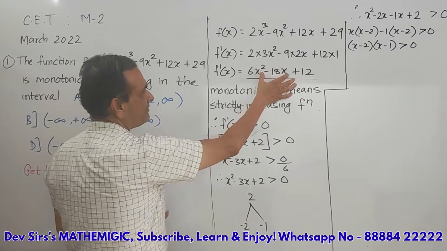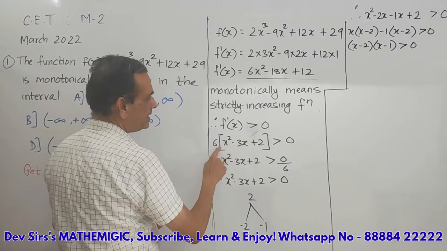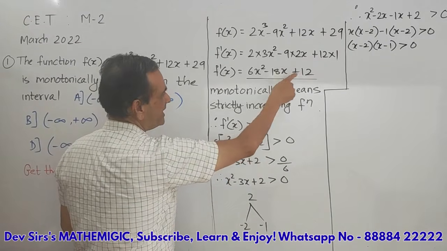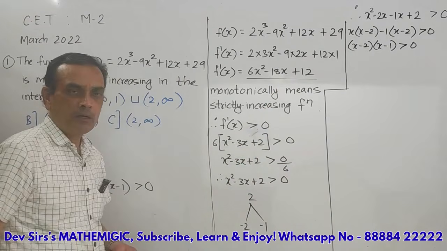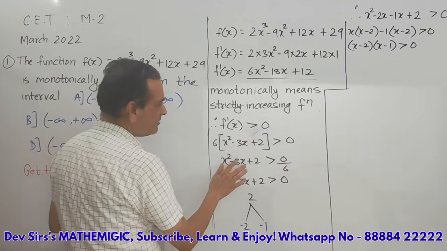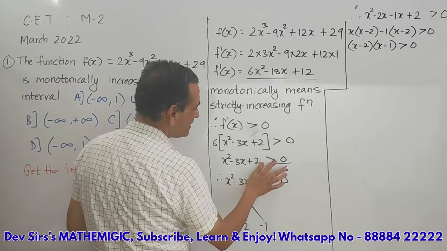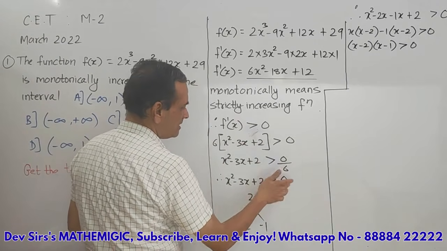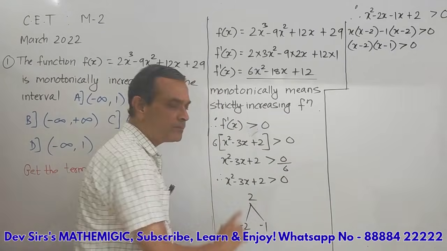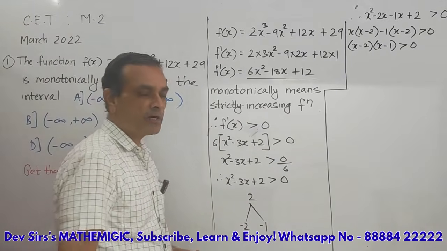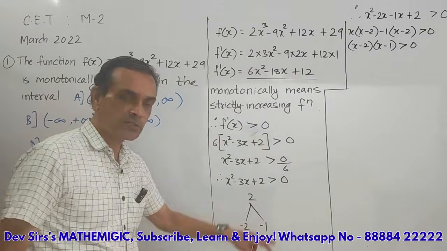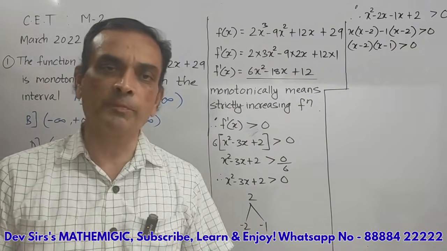So from f dash x take 6 common. x squared minus 3x plus 2. 6 3 is 18, 2. How do we solve the equation? x squared minus 3x plus 2 greater than 0 upon 6. 0 upon 6 is 0. This is a quadratic term which we will factorize. I am not saying quadratic equation because of this inequality sign. It is a quadratic inequation to be more precise.